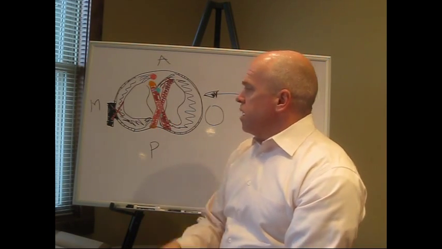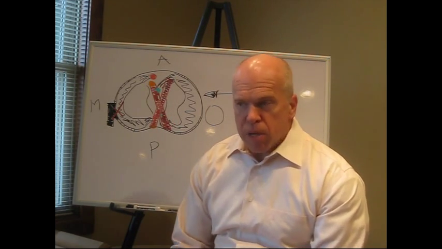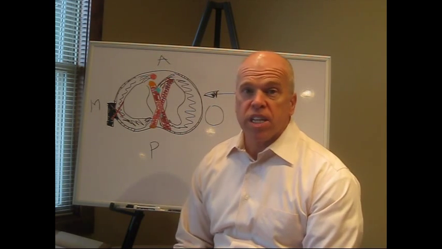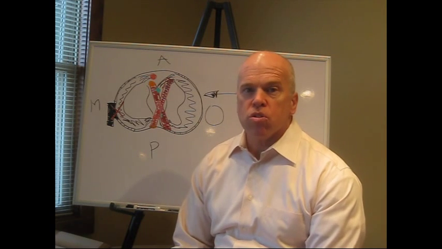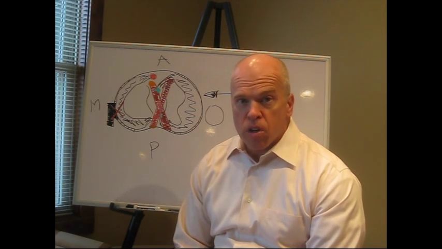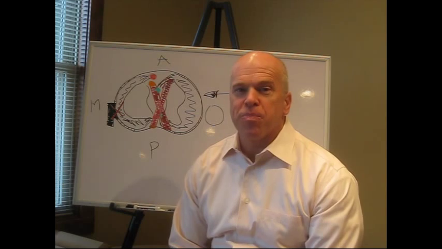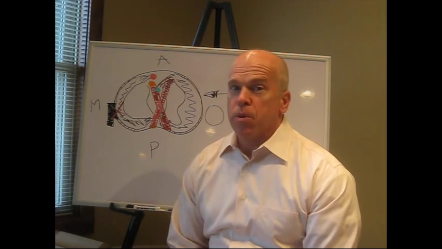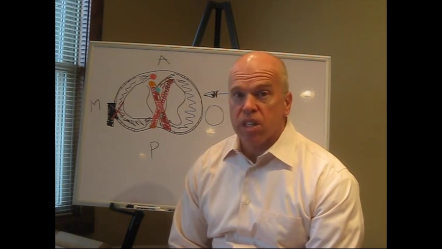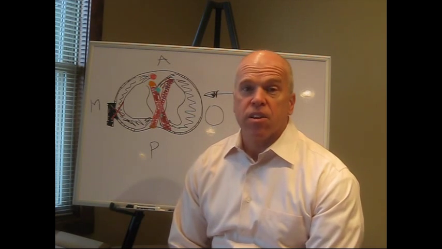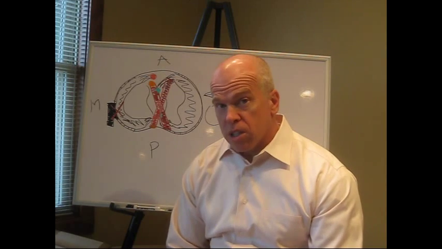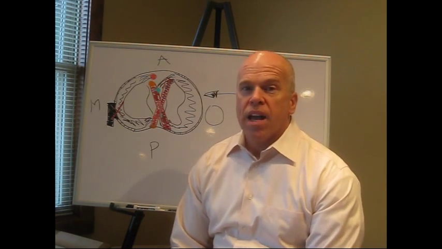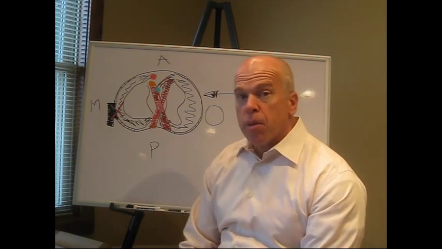Now, interestingly, the anterior cruciate ligament becomes taut, T-A-U-T, taut as the knee approaches full extension. And one of the functions of the anterior cruciate ligament is to prevent knee hyperextension. Hyperextension of the knee is resisted by the anterior cruciate ligament. Knee hyperflexion is resisted by the posterior cruciate ligament.